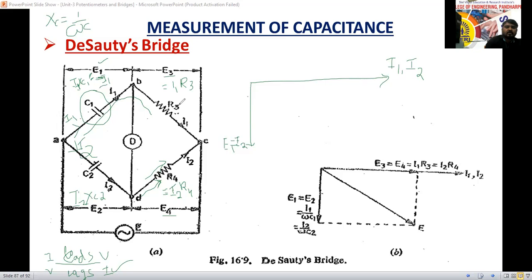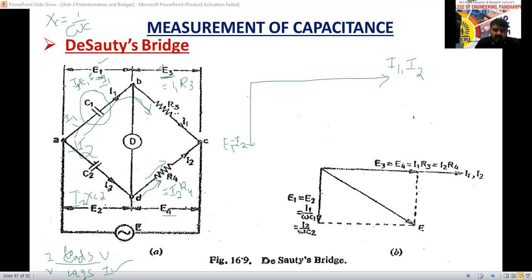So this is the phasor diagram with respect to the voltage and current we have drawn here. I1, I2. Next, same, the I1 current will flow through this R3. Yes? Yes, sir. At balance condition, I1 will flow through the R3 here. So voltage drop across R3 is nothing but E3. E3 is nothing but I1 R3 here.